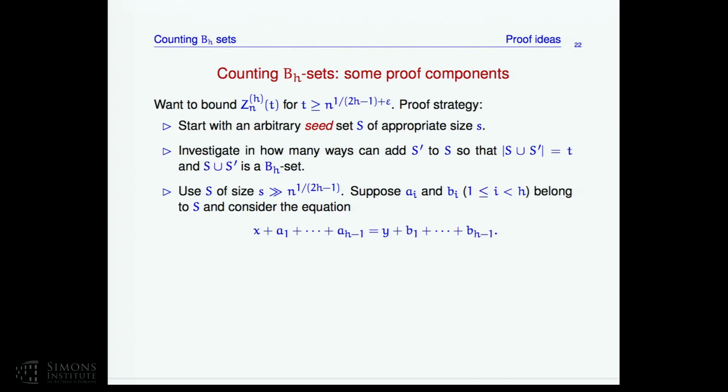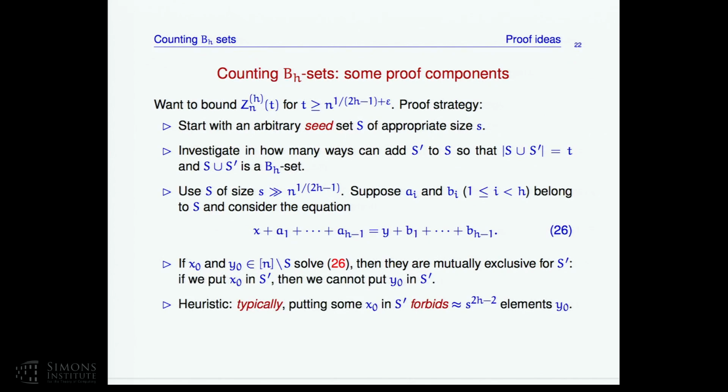And if it so happens that you have this identity, then you cannot put both x and y into your set S prime, which you are hoping to add to S to obtain a BH set. So one excludes the other. So you can just draw a graph joining x and y, and then you can search for independent sets in this graph, and an independent set will not let you put both x and y into the set S prime. So that's where the graph shows up.